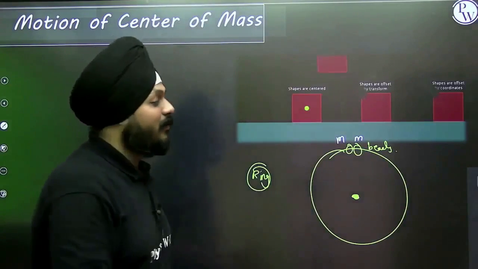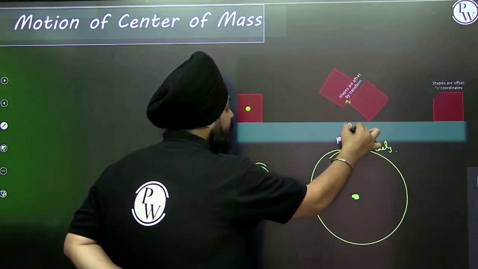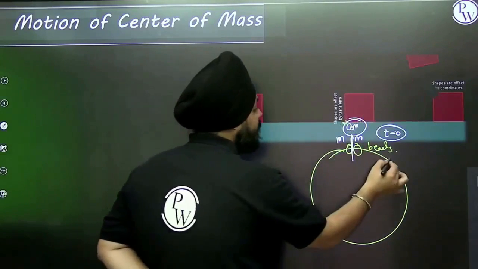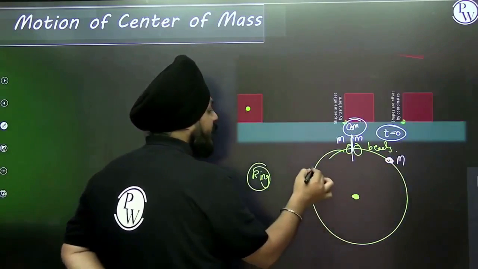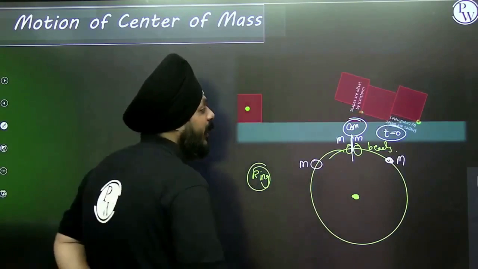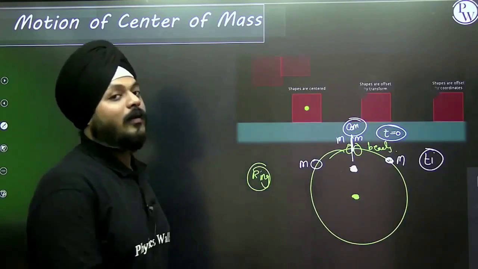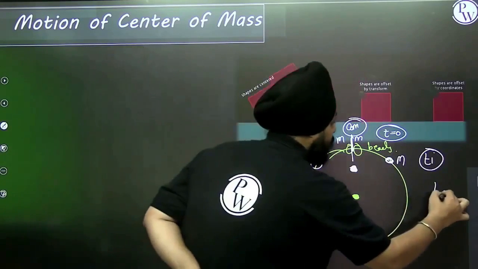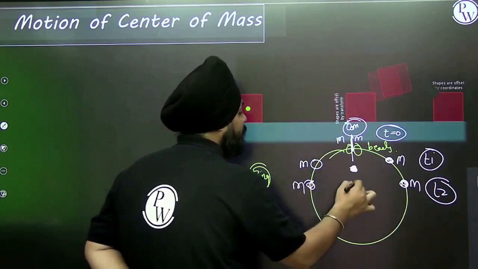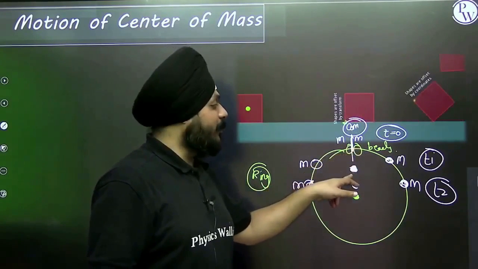Let's have another example. A bit of mass m, another bit of mass m. See, this is the center of mass. Suppose the motion is starting at t equal to 0. After some time, one bit is reaching here, the second bit is reaching here. What will be the position of the center of mass at time t1? This is a new position. At time t2, the particle is here, this is here. What will be the new position? At t equal to 0, the center of mass was here, and then it became here, then here.